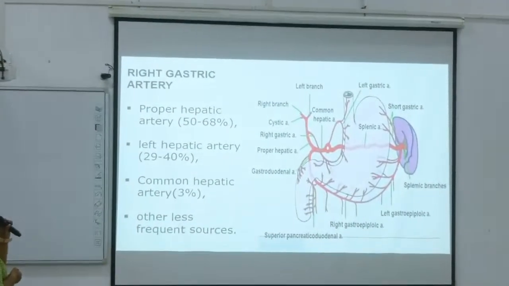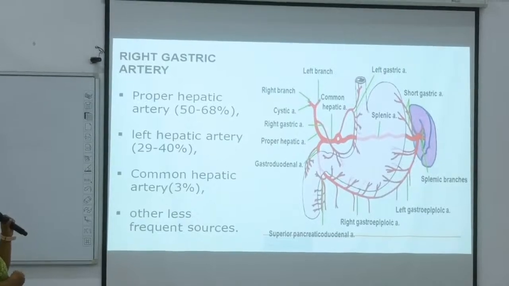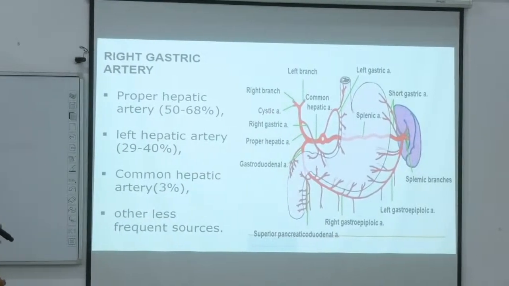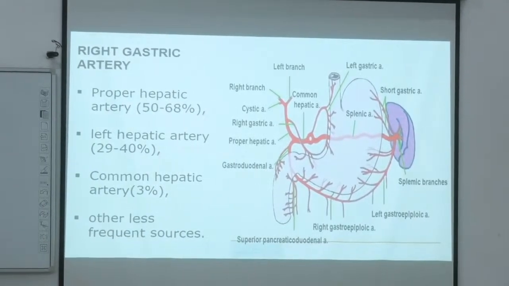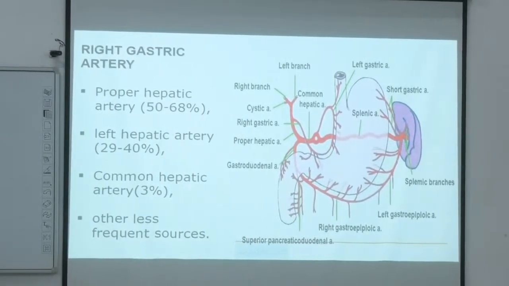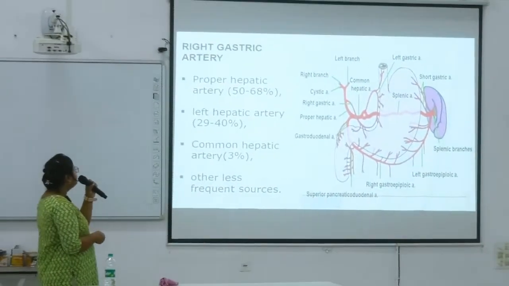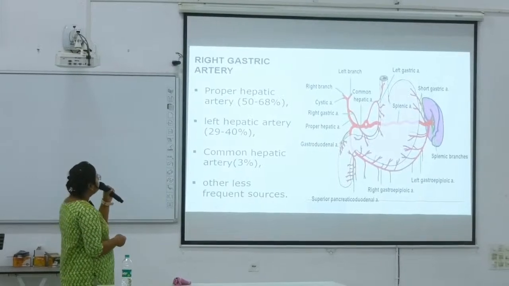Next we go to the right gastric artery. See, here is the right gastric artery. In most cases it comes from the proper hepatic artery, 50 to 68%, from the left hepatic 29 to 40%, and from the common hepatic 50%. Other less frequent sources can also be present.